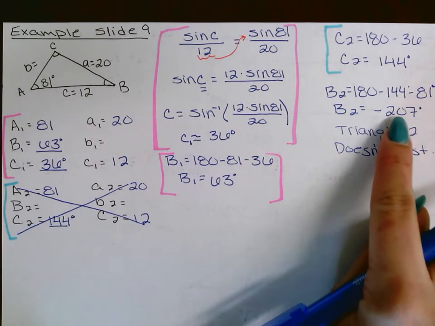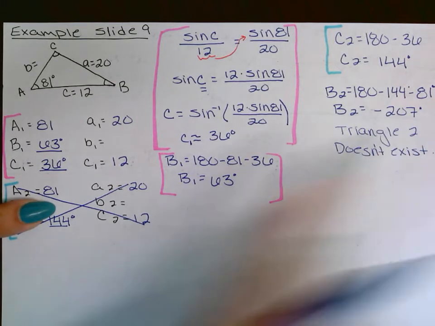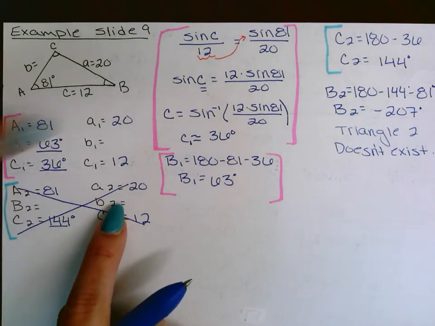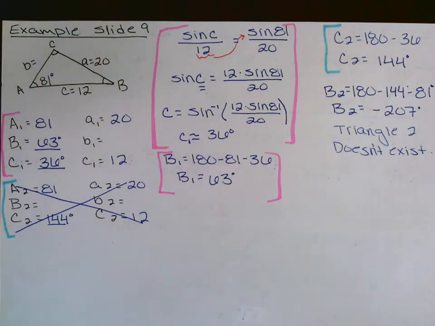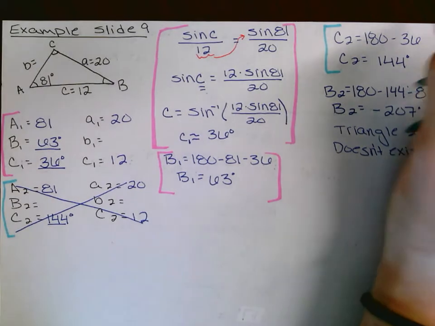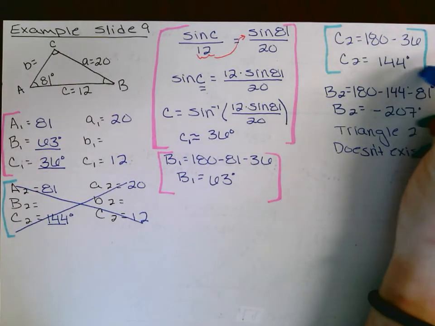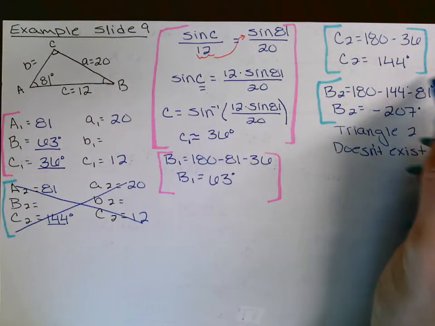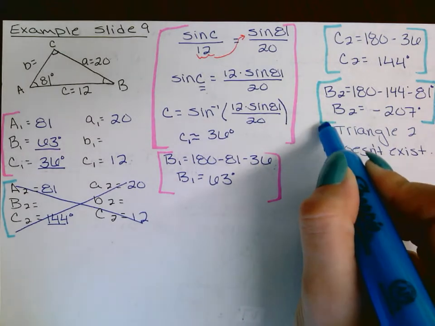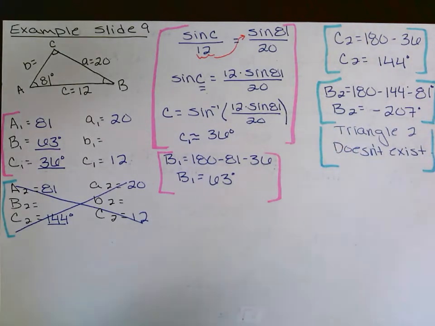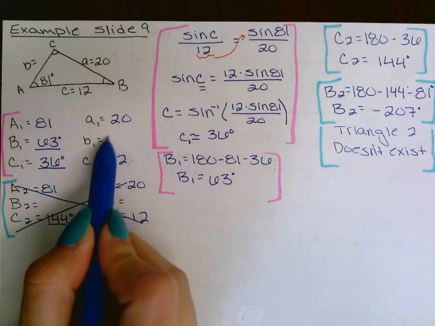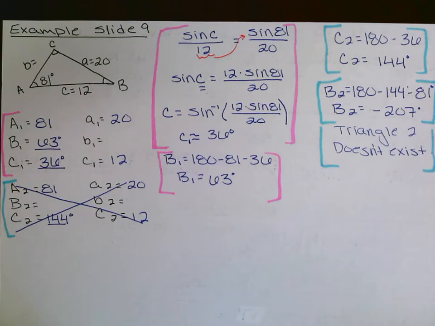If this angle would have given you a positive number between 0 and 180, you would have been fine. You would have placed it here, and now you would have just had to solve for both little b's. Okay, so let me finish marking this up. So now all I have to do is finish the pink triangle, which is the first one. What setup would I do to solve for little b?